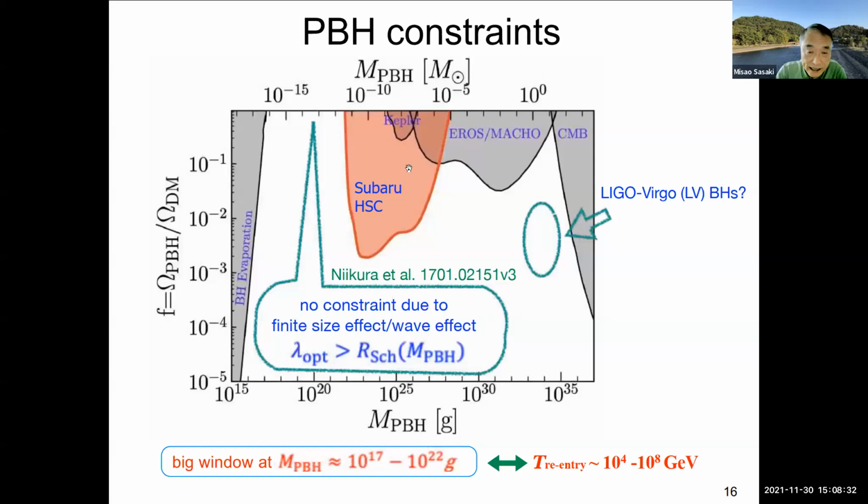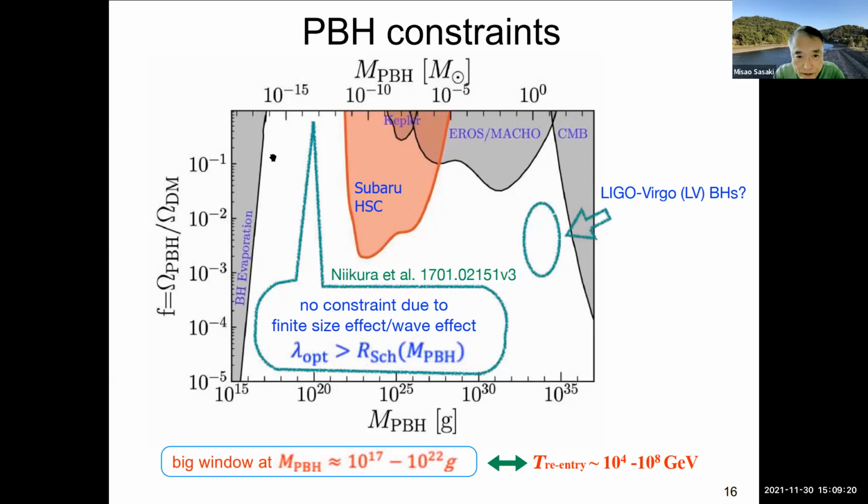If you have black holes scattered around our universe, then you will see a lot of so-called microlensing events. Because we don't see them so often, it can constrain the amount of black holes. This vertical axis is the ratio of the amount of primordial black holes within the cold dark matter. So if f is one, it means that all the cold dark matter consists of primordial black holes, while if f is very small, then only a small fraction of the dark matter is primordial black holes.